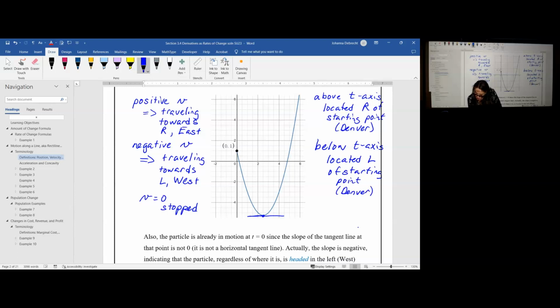What if you are on the t-axis? Then you are located at the starting point, which in our case is in the heart of Denver.